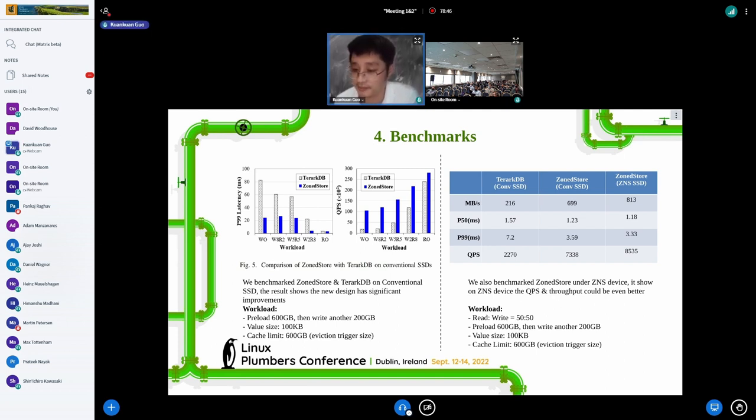On the next slide, we tested ZoneStore on both conventional SSD and ZNS SSD. We can see on the table, ZoneStore on ZNS SSD, on the right side, still has much higher throughput than ZoneStore on conventional SSD, because we can completely handle garbage collection. We can decide when to sacrifice data, when to migrate data, when to do background GC, and how to group the data. That's about a 50% improvement, even compared with itself on conventional SSD.